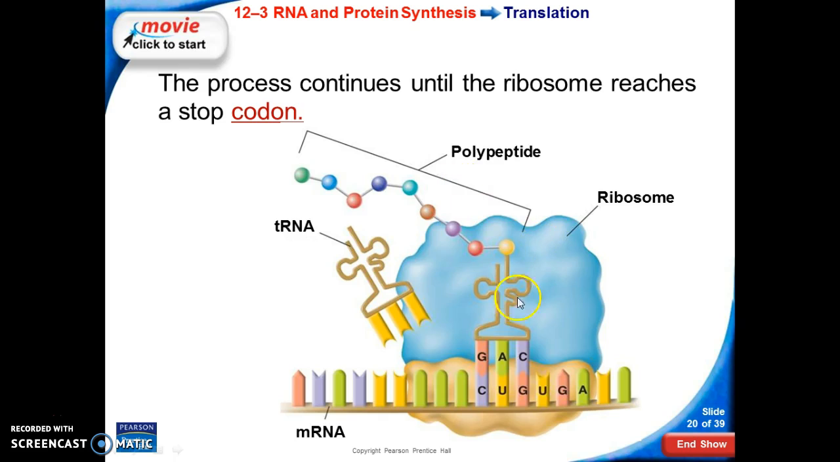So here you see we have our mRNA transcript. This is the ribosome. This is tRNA that's leaving because it doesn't have an amino acid anymore. Remember, when the anticodon pairs up with the correct codon, the amino acid is released. A peptide bond forms between these amino acids, eventually forming a polypeptide chain, which is a protein.